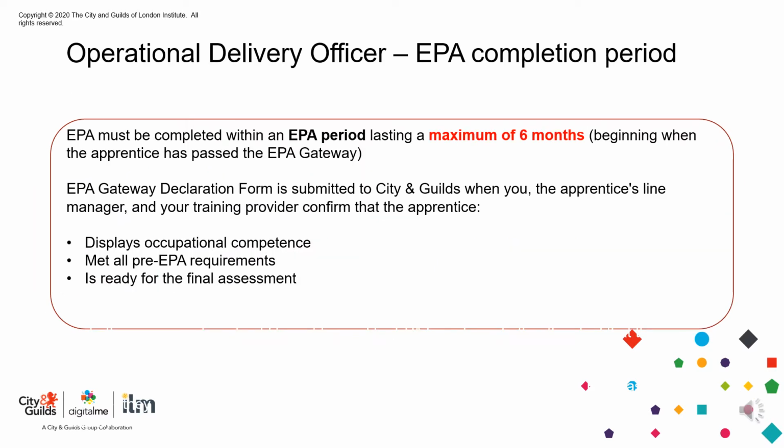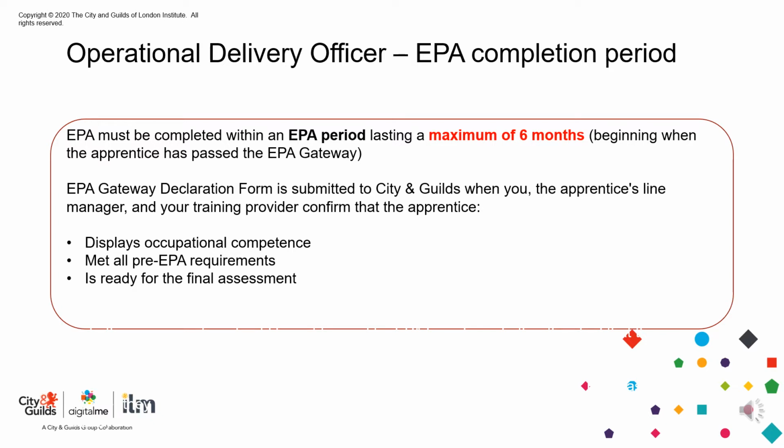Endpoint assessment duration of the Operational Delivery Officer Standard lasts a maximum of 6 months. The start date of that is when the apprentice passes through Endpoint Assessment Gateway. In order to get through Gateway, the apprentice would have ensured they've met all the occupational competence. This would be highlighted in the portfolio of evidence.